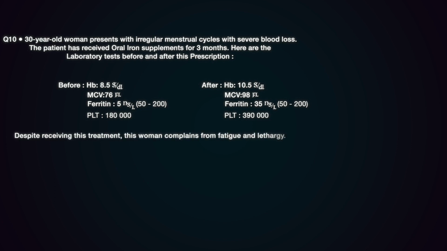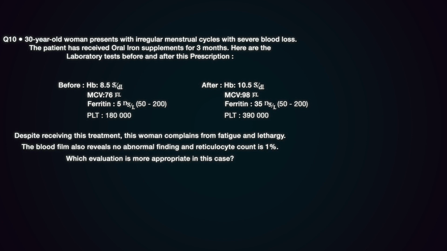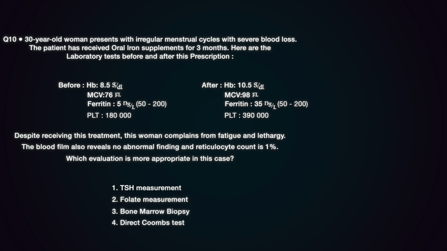Despite receiving this treatment, the woman complains of fatigue and lethargy. The blood film also reveals no abnormal finding and the reticulocyte count is 1%. Which evaluation is more appropriate in this case? 1. TSH measurement, 2. Folate measurement, 3. Bone marrow biopsy, 4. Direct Coombs test.